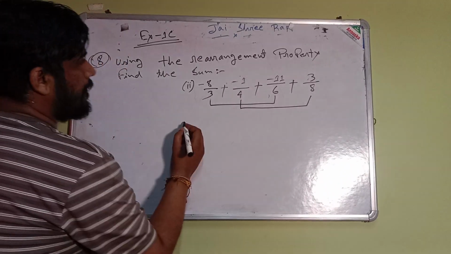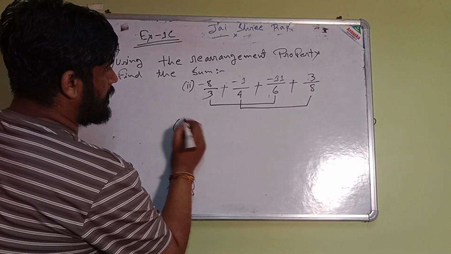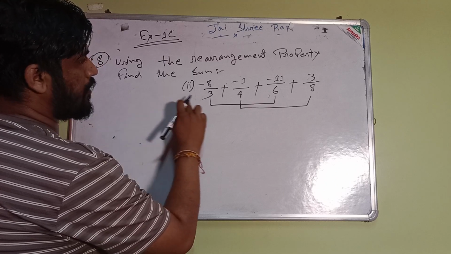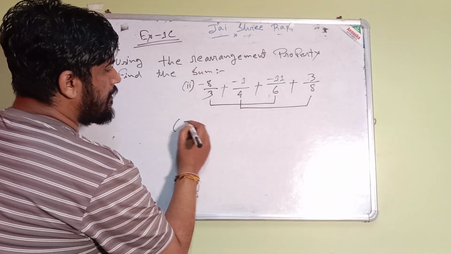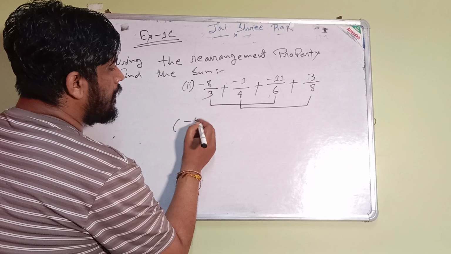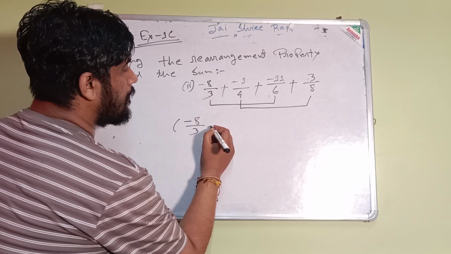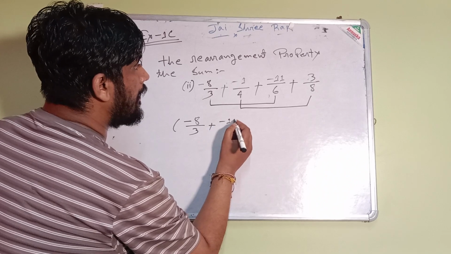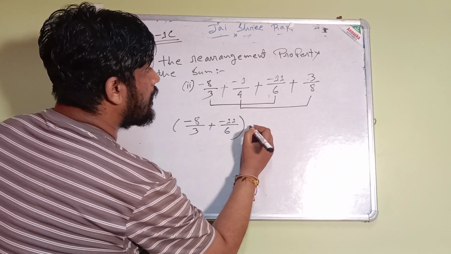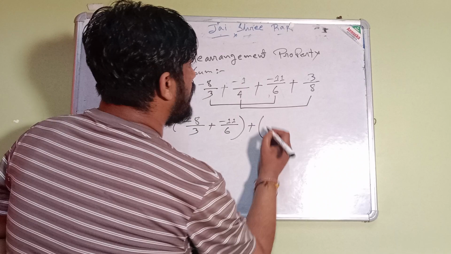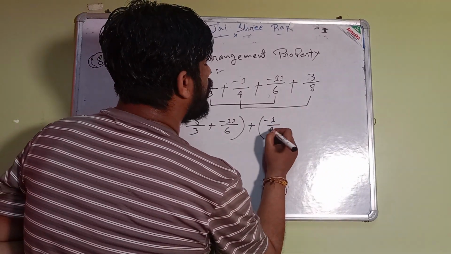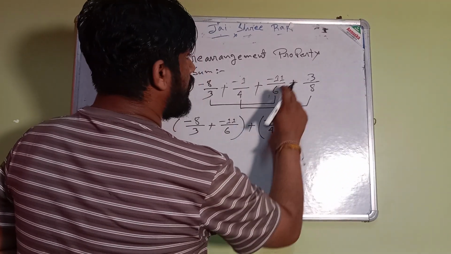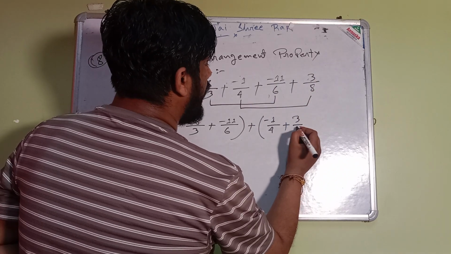By rearranging, you have to write by the associative property. We can write, I am doing the solution here. Minus 8 by 3 plus, then I will choose with it minus 11 by 6, then plus again minus 1 by 4, then plus again 3 by 8.